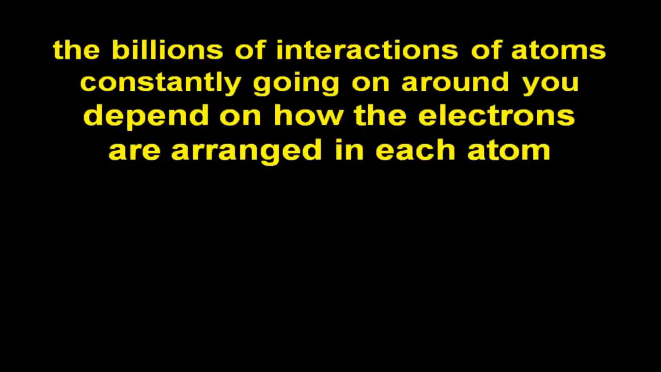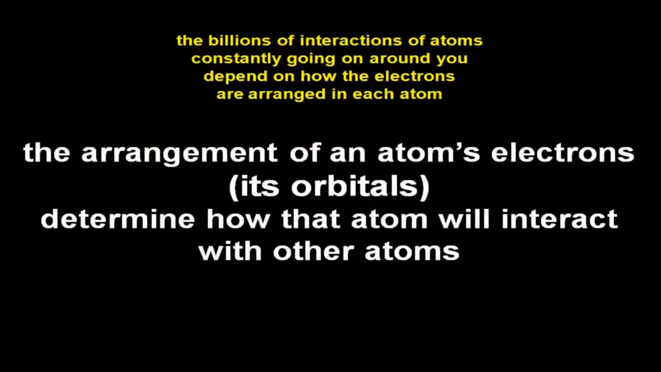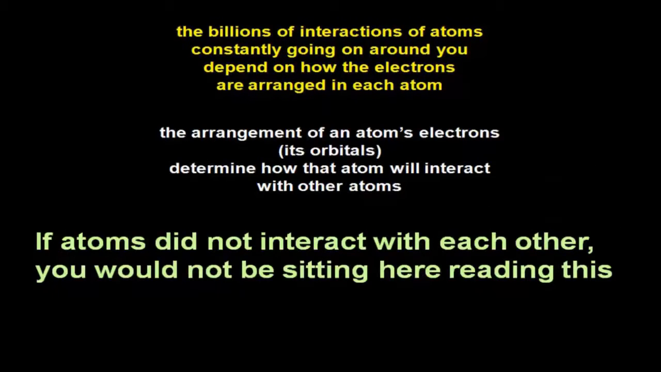So what might you ask does that have to do with anything? Why do we care about how electrons are arranged in atoms? Well, atoms are constantly interacting around you on the Earth and the solar system and the universe. Those interactions depend on how electrons are arranged in each atom. And that arrangement, its orbitals, determines how the atoms interact with other atoms. If atoms did not interact with each other, would you be sitting here reading this? Probably not. And there are interesting places that have these very specific organizations and these interesting atomic interactions. They're quite popular.